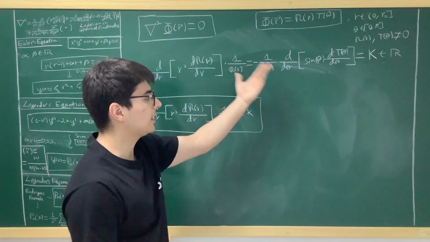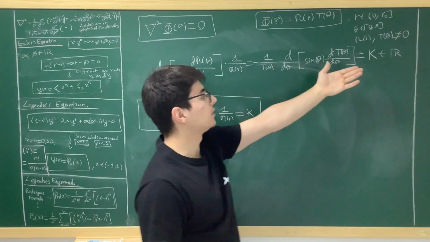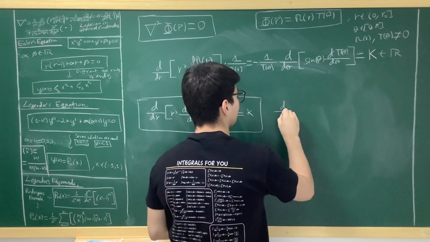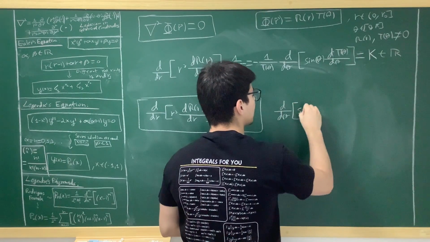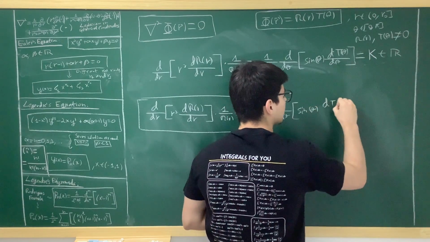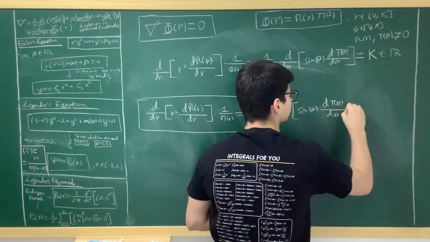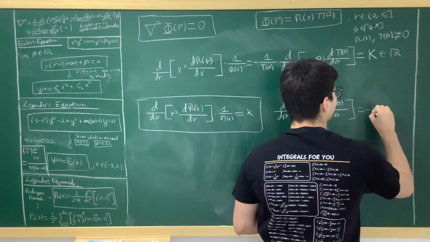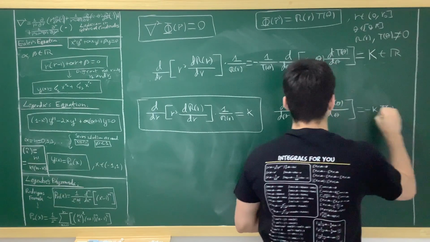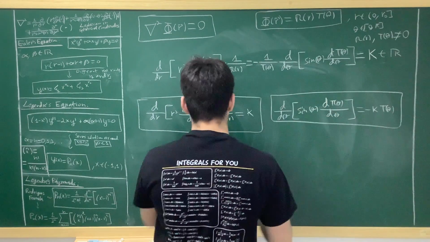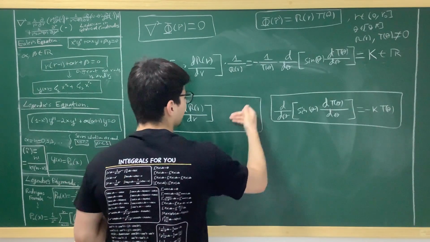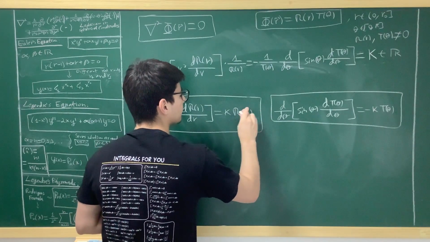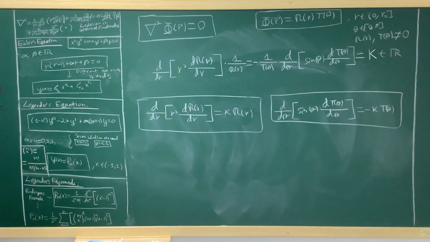The second equation, likewise, is just expressing this equal to this new constant, and, well, let me just write this like this. Sine of theta and our derivative. And this is just, well, minus k times t of theta. I just multiply by t on both sides, and likewise I'm going to do it here. I'm going to multiply by r. I'm just going to write k times r. So we have these two ordinary differential equations.